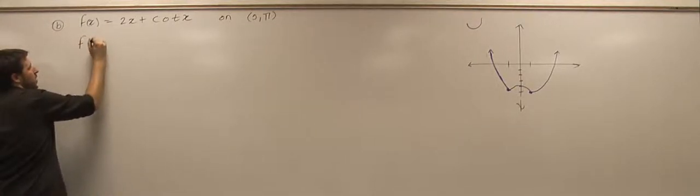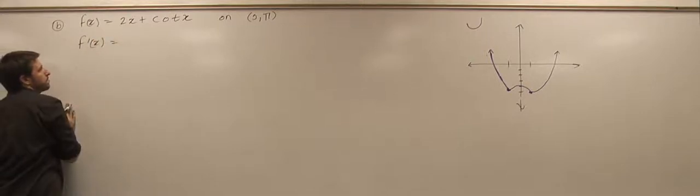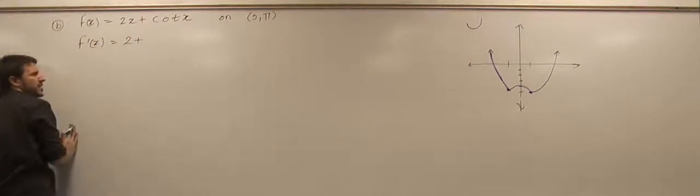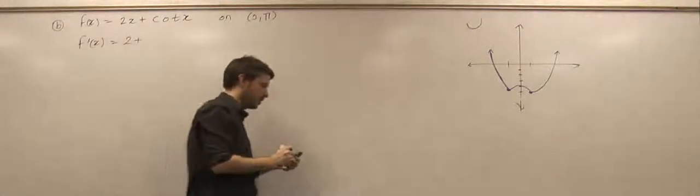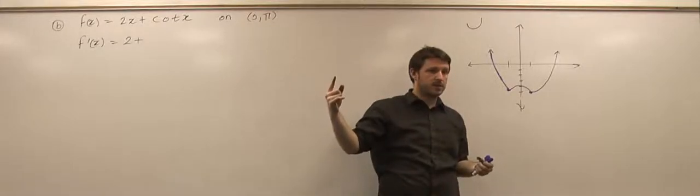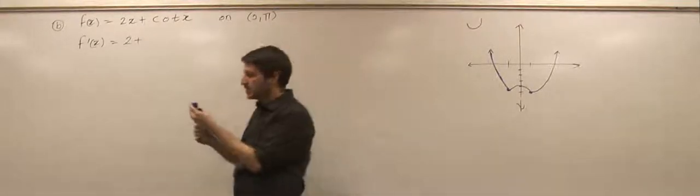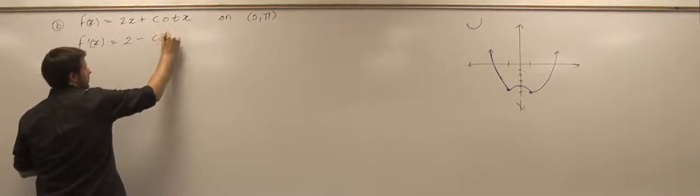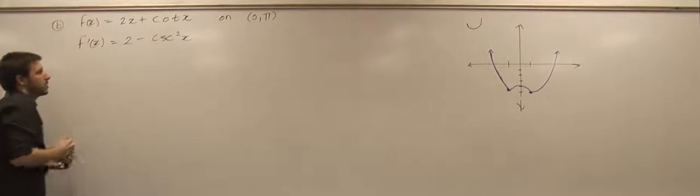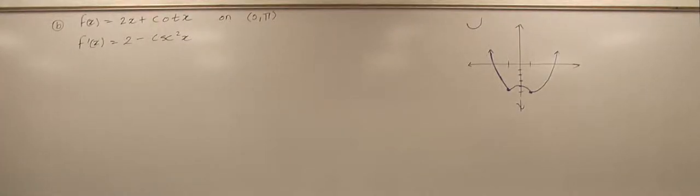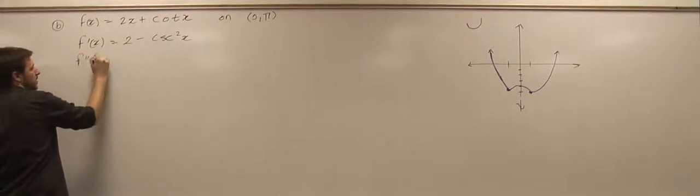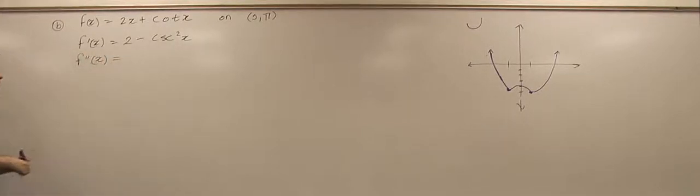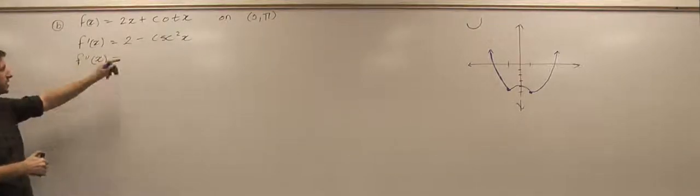So f prime is what in this case? 2 plus, what's the derivative of cotangent? So tangent is secant squared. So cotangent is negative cosecant squared. Cotangent, cosecant squared. Since I care about concavity, I gotta go again. Well, that's not too bad, right? Derivative of 2 is 0, so I don't care about that.